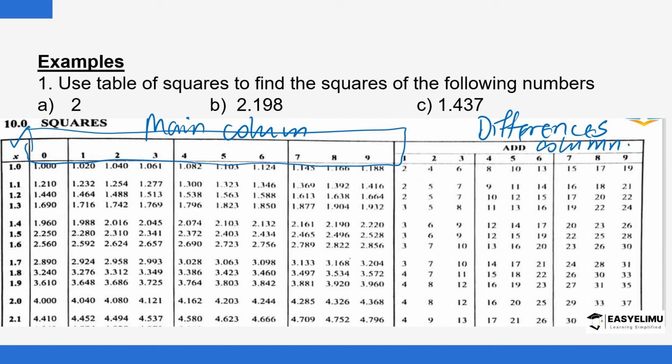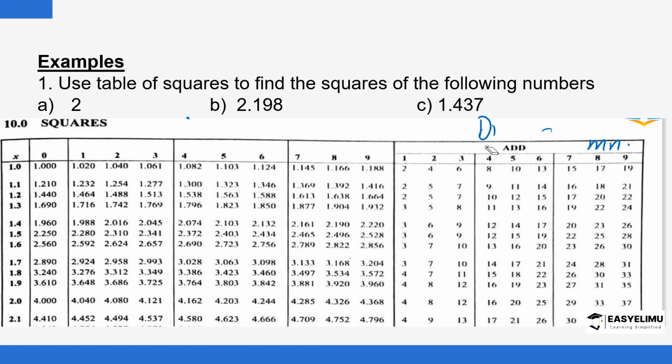So you will take note of the 3 columns. You have the X column, the main column, and the differences column. Those are the various columns that we're going to use to help us find the squares of numbers. So how do you do it? That is what is most important for now. How do you use the 3 columns that are mentioned? The column headed X, the main column 0 to 9, and the differences column 1 to 9.